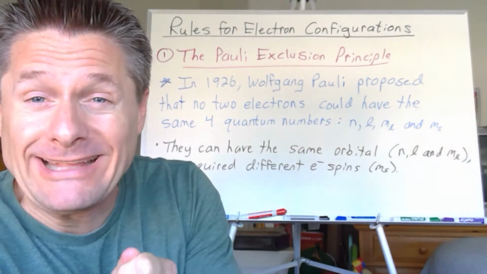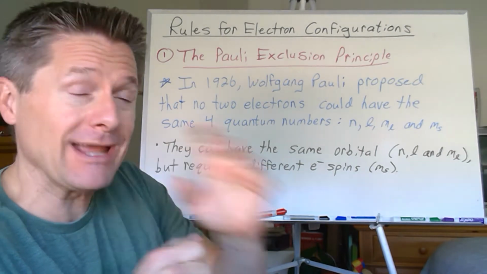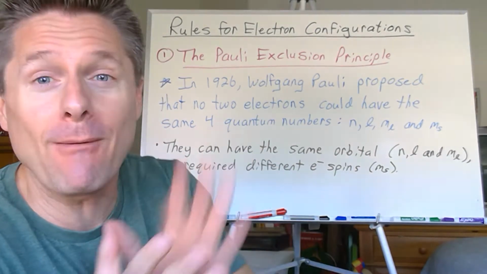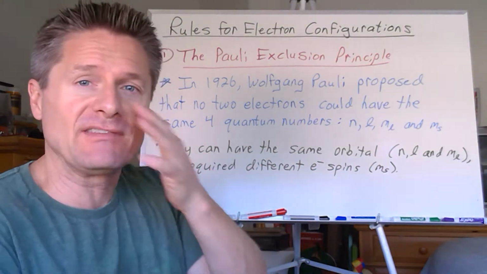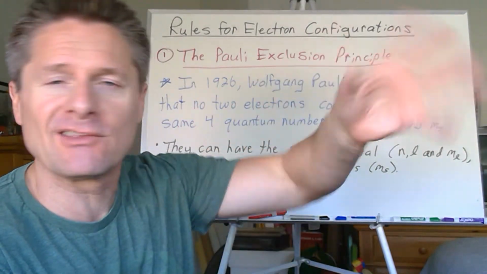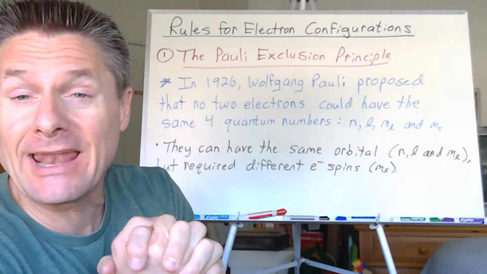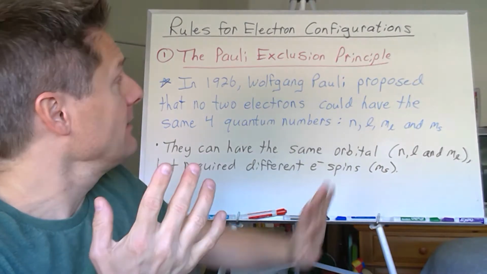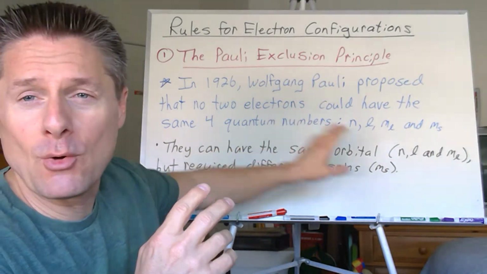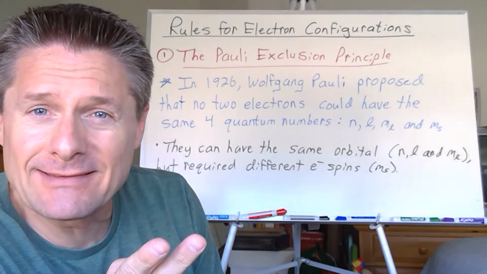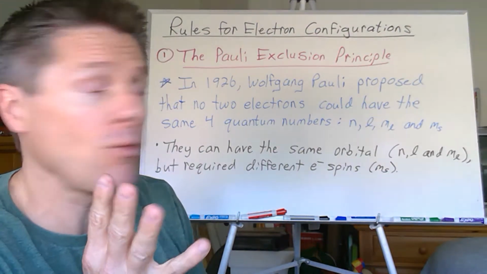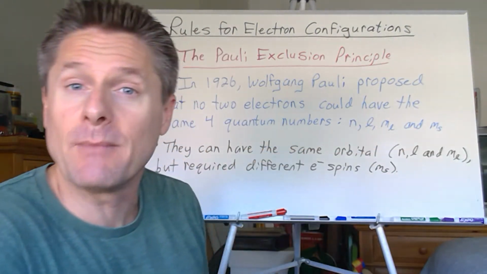Really, really important, gang. This has huge ramifications. In 1926-ish, Wolfgang Pauli was looking at spectroscopy, electron spins, and where electrons were, what orbitals, and found from his data and then proposed that no 2 electrons could have exactly the same 4 quantum numbers: n, l, m sub l, and m sub s.